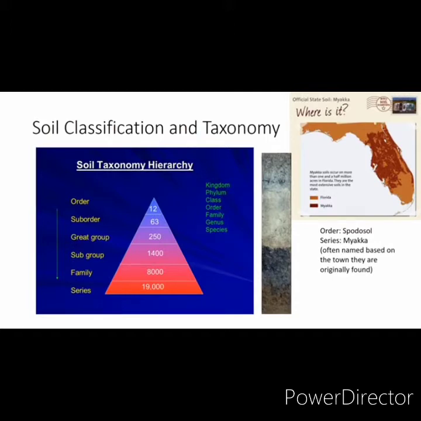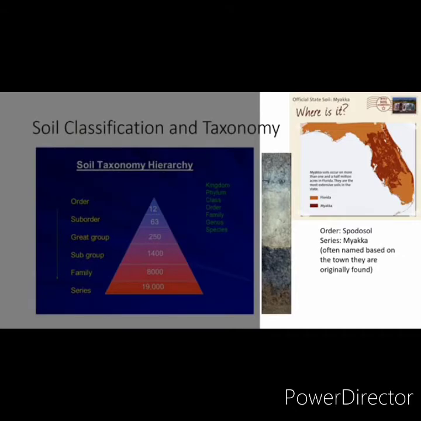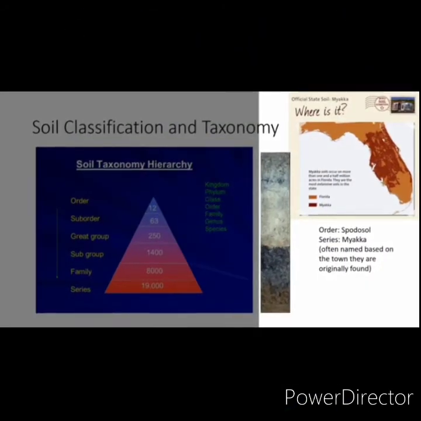series was first identified. Miacca, a typical flatwood soil, is the Florida state soil. Miacca soils contain mostly sand and is a deep, somewhat poorly drained acid soil. Miacca is in the order Spodosol, which you will learn about in the next few slides.